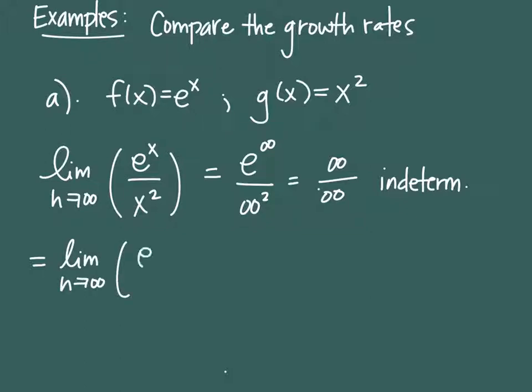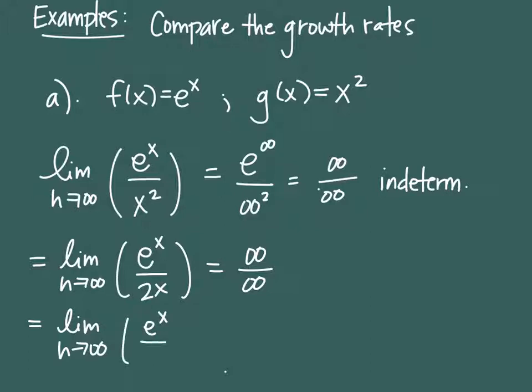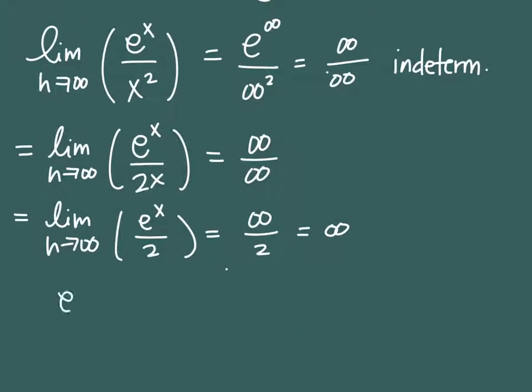So the derivative of e to the x is still e to the x, and the derivative of x squared is 2x, which still leads me to an infinity over infinity. And so for the final time, I'll apply L'Hopital, and I'll have e to the x over 2, which is infinity divided by 2, which is still infinity. So because the result is infinity, we have now justified that e to the x has the faster growth rate because it was in the numerator.